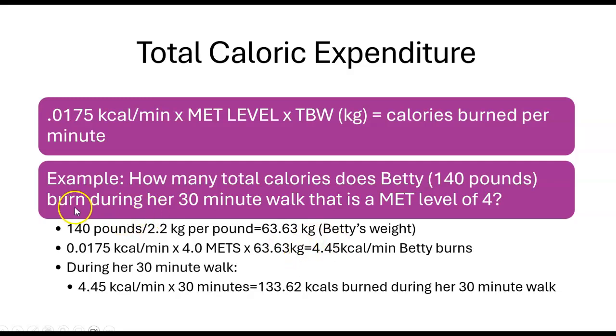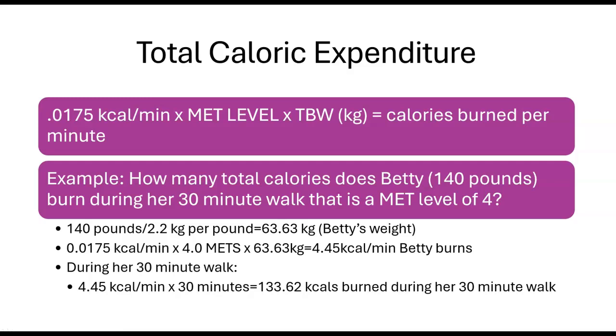We want to know how many she burned during her full 30-minute walk. So we are going to take the kcals per minute that she's burning. We're going to multiply that by the 30 minutes of exercise that she completed. And we are going to find that 133.62 calories are burned during her 30-minute walk.